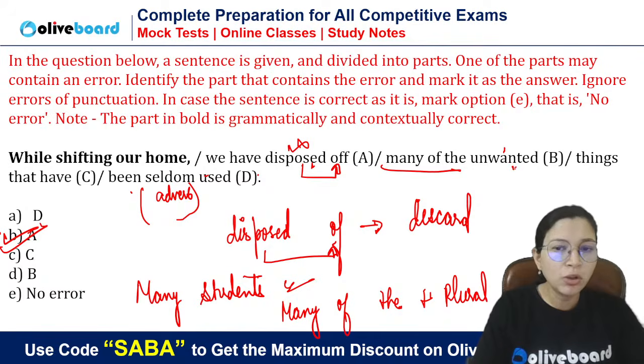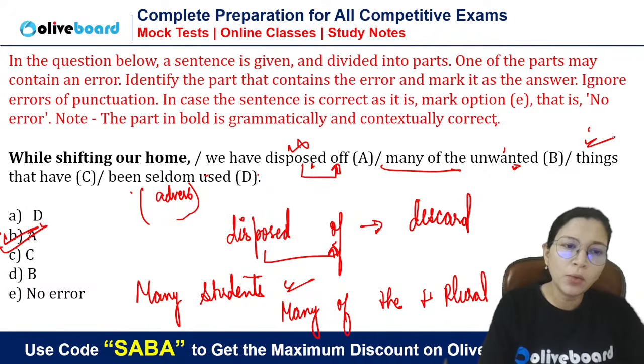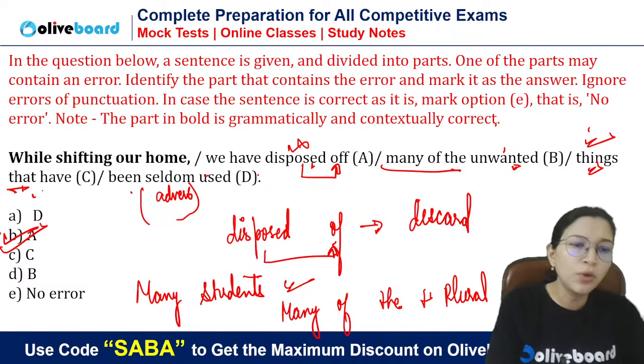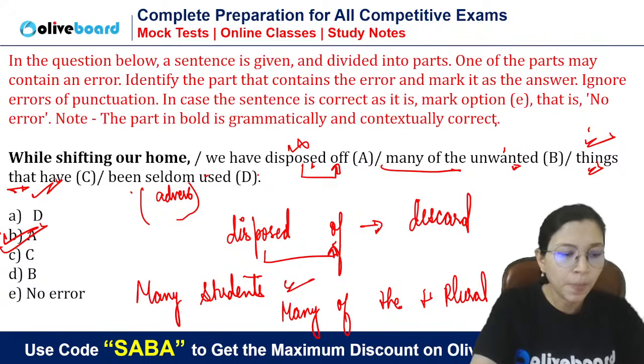Those who were saying DB, they also got the answer. Many is followed by plural noun, so we have used plural noun. That is referring to things. Things is plural, so we have used plural verb. Everything is correct. Okay. Next.